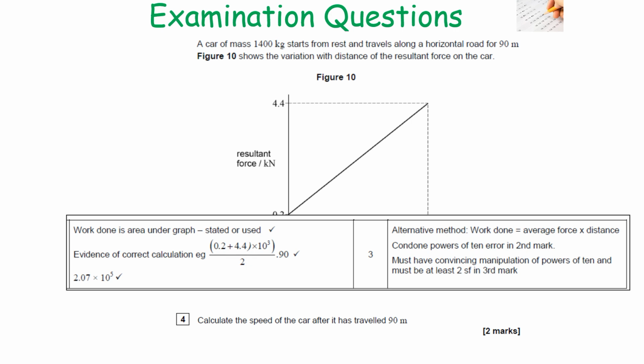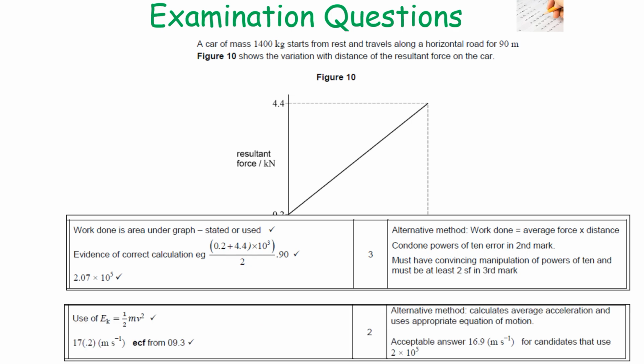So we can say our work done is equal to kinetic energy, and kinetic energy is equal to a half mv squared. So from our value of work done, we know that that's a kinetic energy store. We've got our value of mass from the previous part of the question, so you can work out v, and that's 17.2 meters per second.